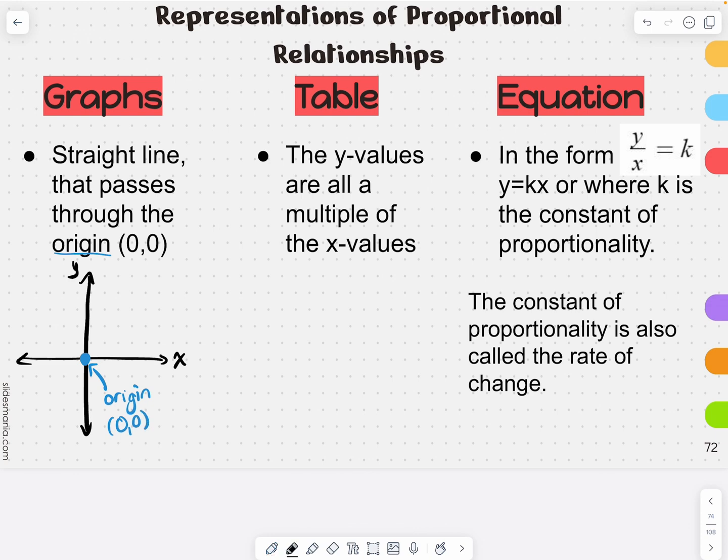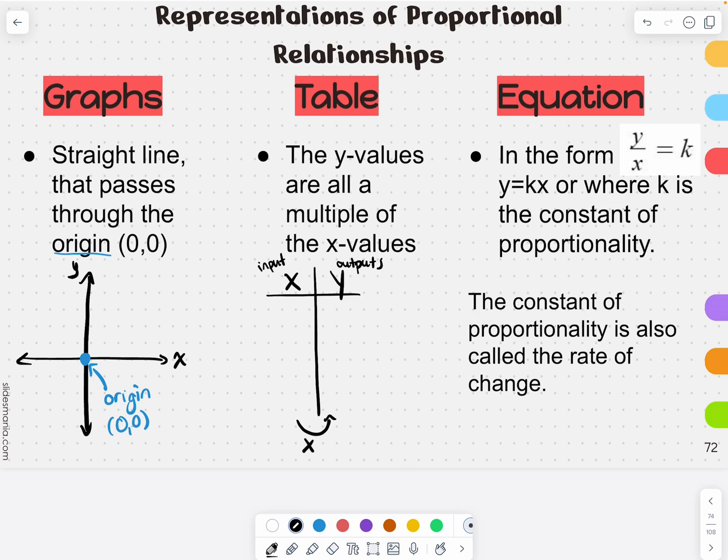In a table, sometimes you call those a T-chart, where you have your X values, which may have been called inputs, your Y values, which may have been called outputs. If the Y values are all a multiple of the X values, it is proportional, meaning to go from any X value to the Y value, all you're doing is multiplying by the same number, the constant number. It would be proportional. And we'll look at examples in a few moments.